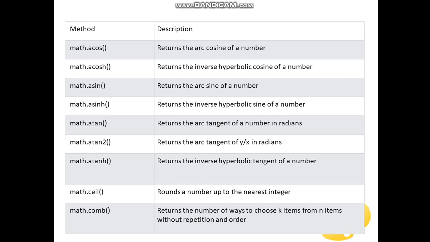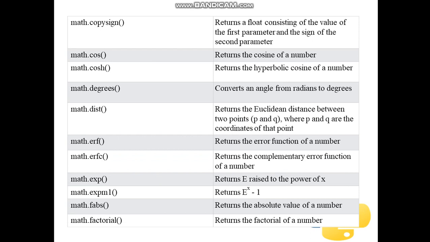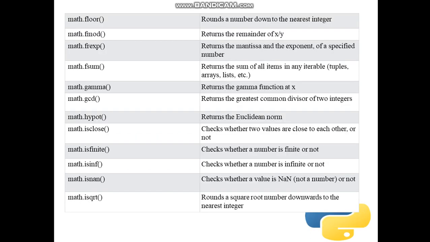So first is acos. It is going to return the arc cosine. acos, asin, asinh, atan2, atanh, ceil, which rounds a number up to the nearest integer. Next is comb. Return the number of ways to choose k items from n items without repetition and order. Next is copysign, cos, degrees. These all are the functions which are included in the math module. So you can refer to these tables.